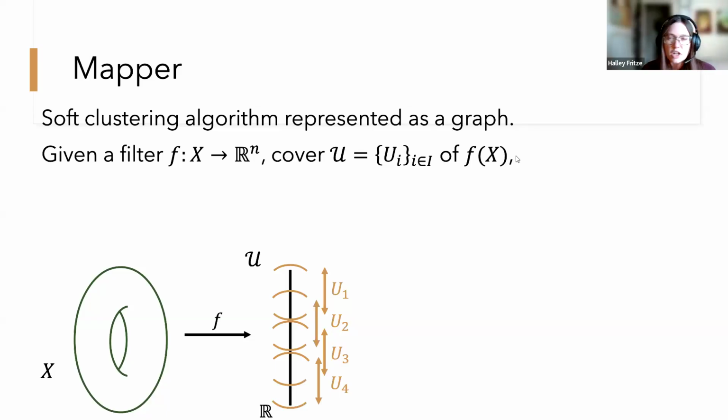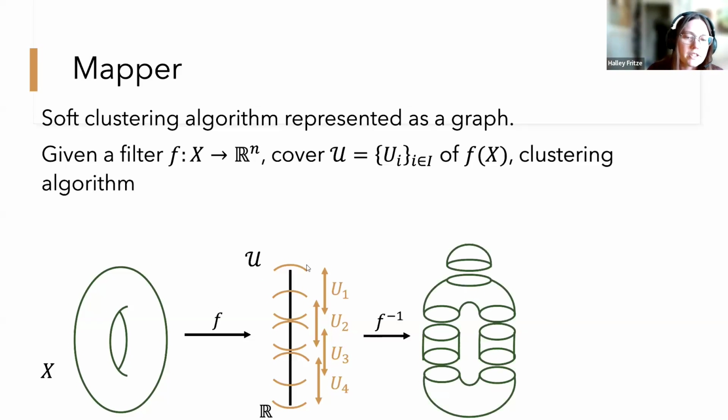I then am going to choose a cover on the image of my space. So I'm going to cover the image of this torus on the real line with these cover sets, U1, U2, U3, U4. They're just intersecting intervals. Then from there, what we do is for all the data in the open set on this image, we're going to pull it back into my original space.